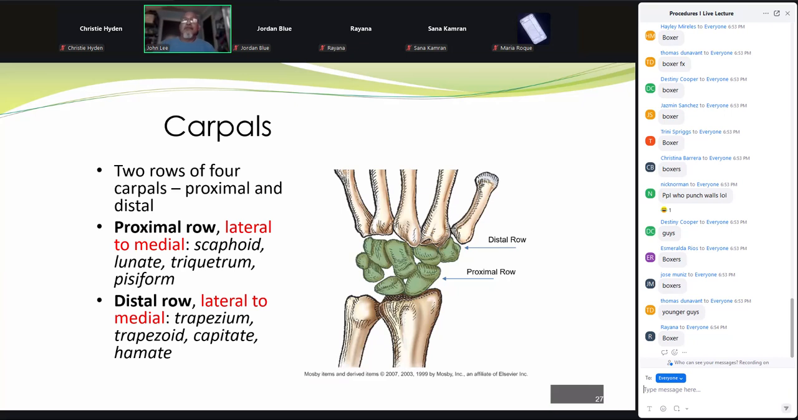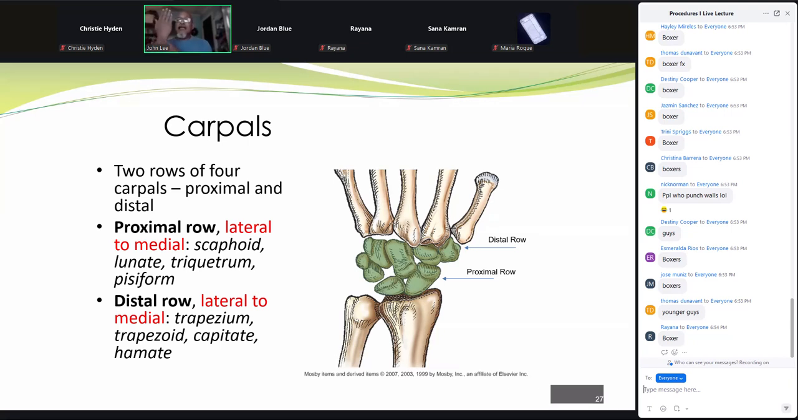For the carpals, the proximal row is named lateral to medial, and the distal row is named lateral to medial. Okay, so if you run across any questions and they want to know, name the carpals in order on a PA hand, you always start from the lateral aspect of the hand itself. So that means you're always going to start labeling from the thumb side.